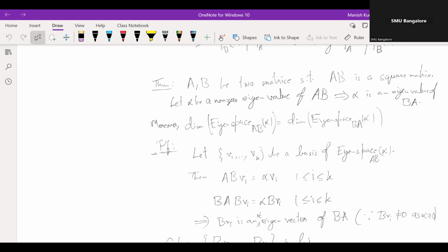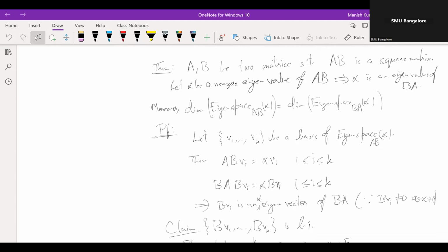So BVi is a vector and BA is a matrix. So BVi looks like an eigenvector of BA, right? And eigenvector means it should be a non-zero vector such that BA v is the same as alpha v. Yeah, so that is the definition of eigenvector. So all we have to check is BVi is non-zero. Then we know that alpha is also an eigenvalue of BA. But BVi is non-zero because alpha is non-zero, right?